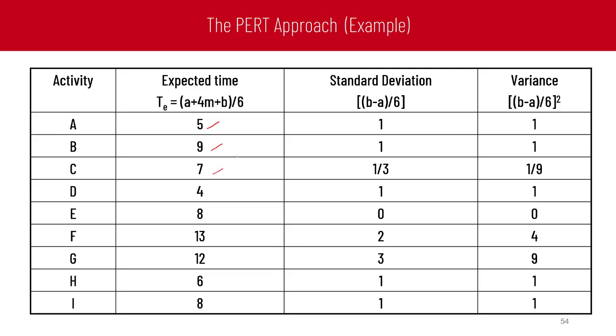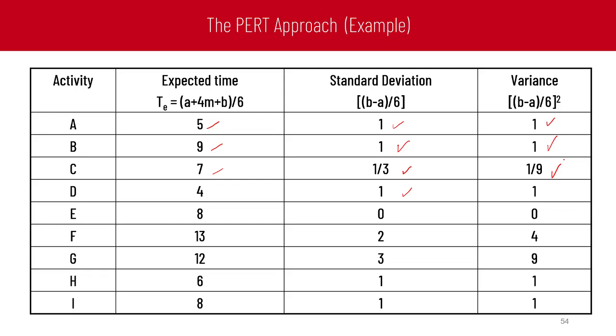Standard deviation is calculated by subtracting the optimistic time from the pessimistic time, over 6. This gives us 1.31, and so on. The variance is the power 2 of the standard deviation. This is calculated in the table.